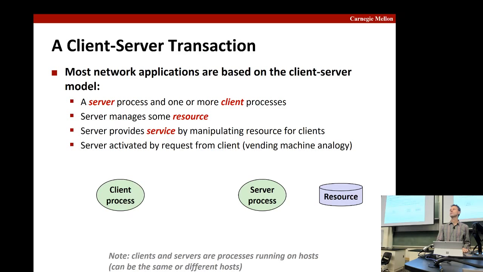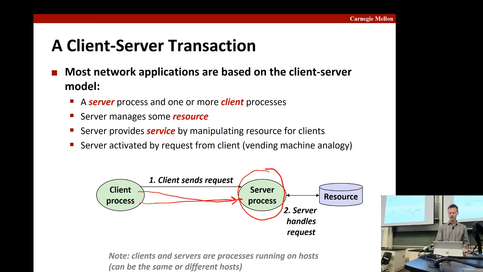To review, for some of you, or maybe this is the first time you've thought about this, the client-server model is the typical model for network applications. You have some sort of server process that's running, and it's serving one or more client processes. Okay? So there's just one here. And the server is managing some sort of resource, and it provides a service using that resource. So if the client sends a request, then the server handles that request and returns the response back to the client.